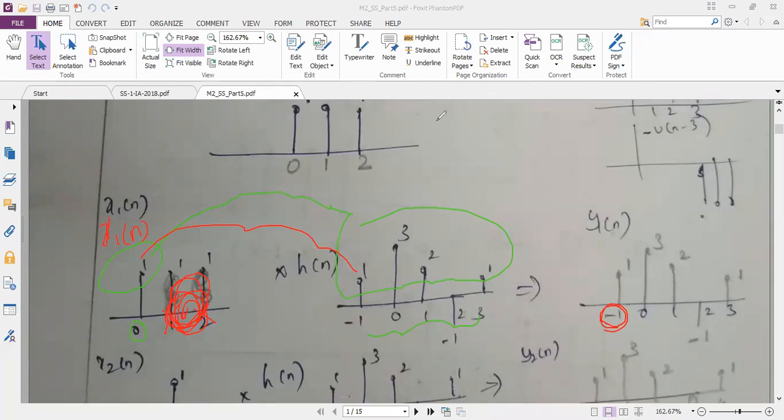Next, I have to multiply that 1 throughout all the samples of h of n. So 1 into 3 is 3, and I immediately place 3. Then 1 into 2 is 2, then 1 into -1 is -1, then 1 into 1 is 1. So I have done the multiplication and I have taken only x1 of n. So x1 of n multiplied with h of n will give me y1 of n. So my output is y1 of n.